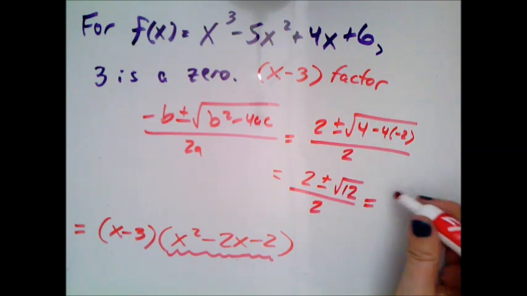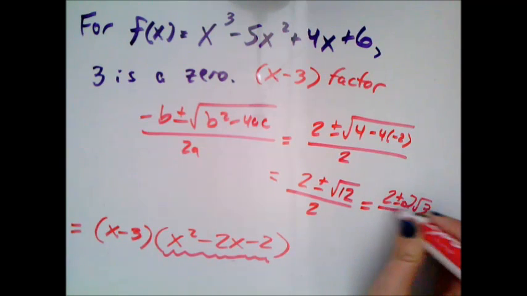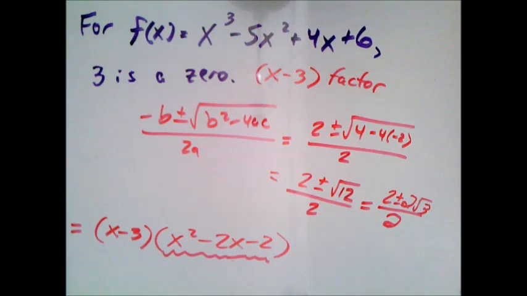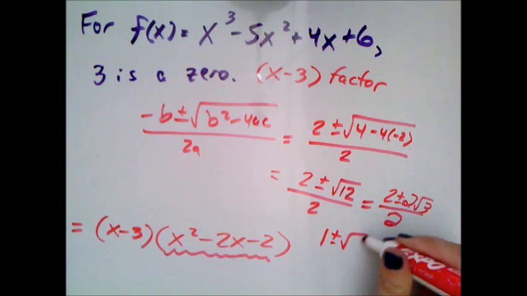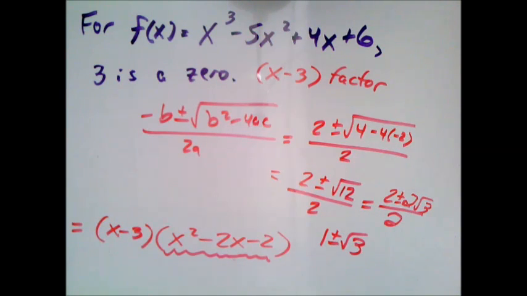And then I can probably reduce that because the square root of 12 is the same as the square root of 4 times the square root of 3. And the square root of 4 is 2. And then actually both of those are divisible by 2. So I can write this down as 1 plus or minus the square root of 3. All right, so why is this useful?